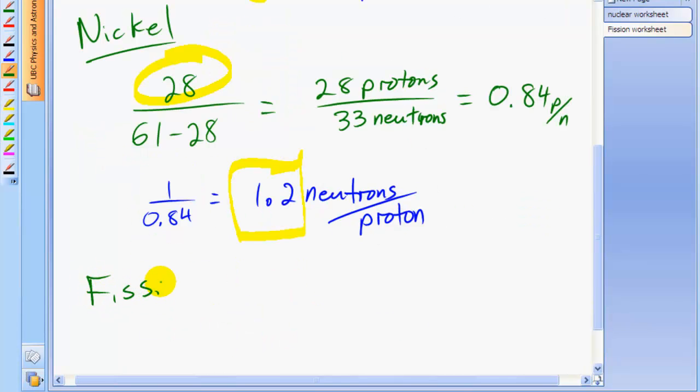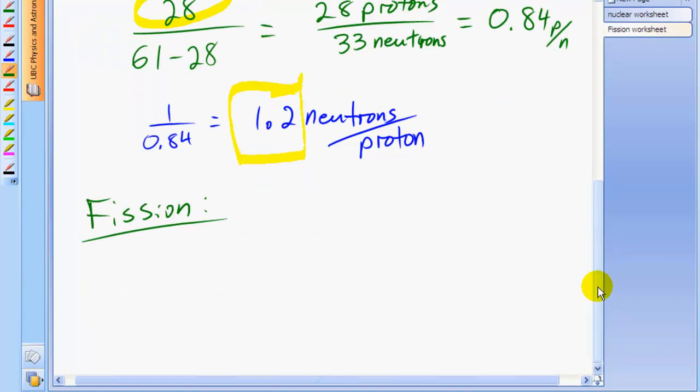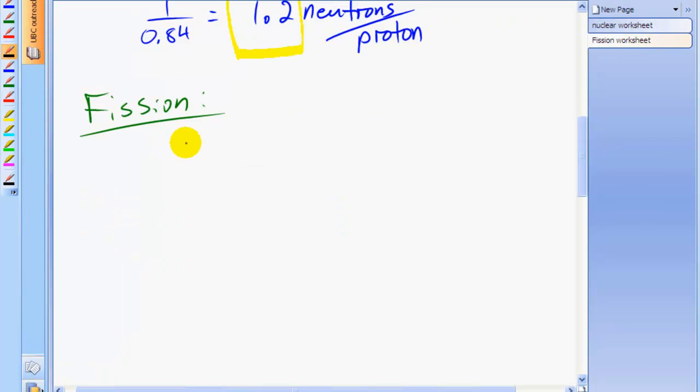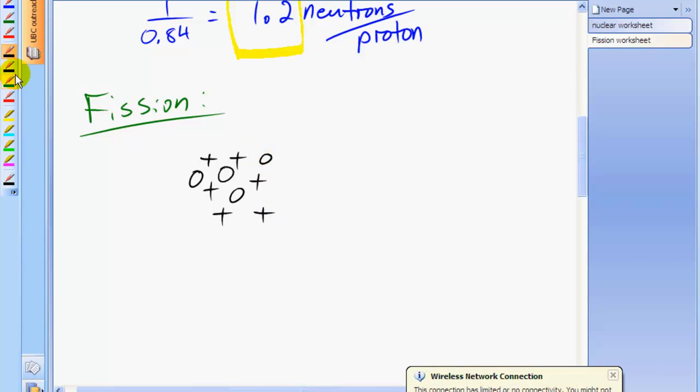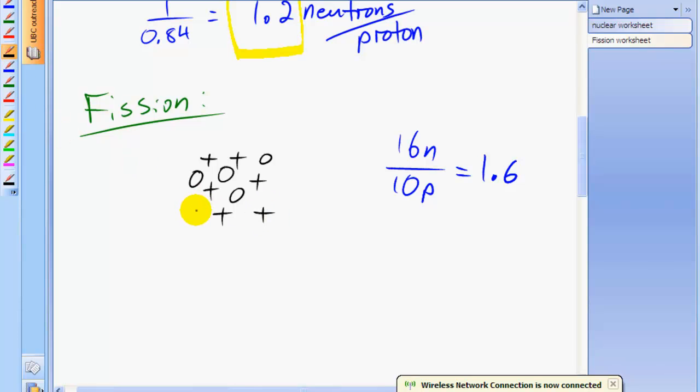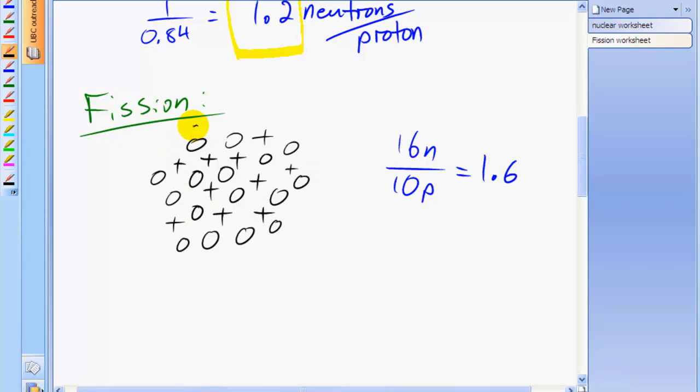Let's talk about fission. Why do the daughter isotopes have the same ratio of neutrons to protons as the uranium did? I'm going to draw a hypothetical uranium nucleus with pluses representing protons and O's representing neutrons. And I'm not going to draw all 92 protons and all the rest of those neutrons. I'm just going to draw 16 neutrons and 10 protons. And the reason for that is that 16 neutrons divided by 10 protons equals 1.6. So the model that we're working with here has the same ratio of protons to neutrons as a real uranium-235 nucleus has.